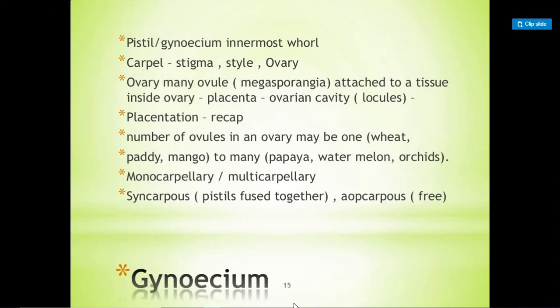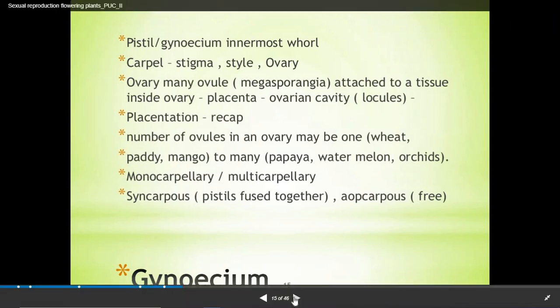Good morning students. In this session we will see about the gynoecium structure and the embryo sac formation as we have seen in the chapter. Now gynoecium, that is the female reproductive part. It is also known as pistil and it is also the innermost whorl of the flower.